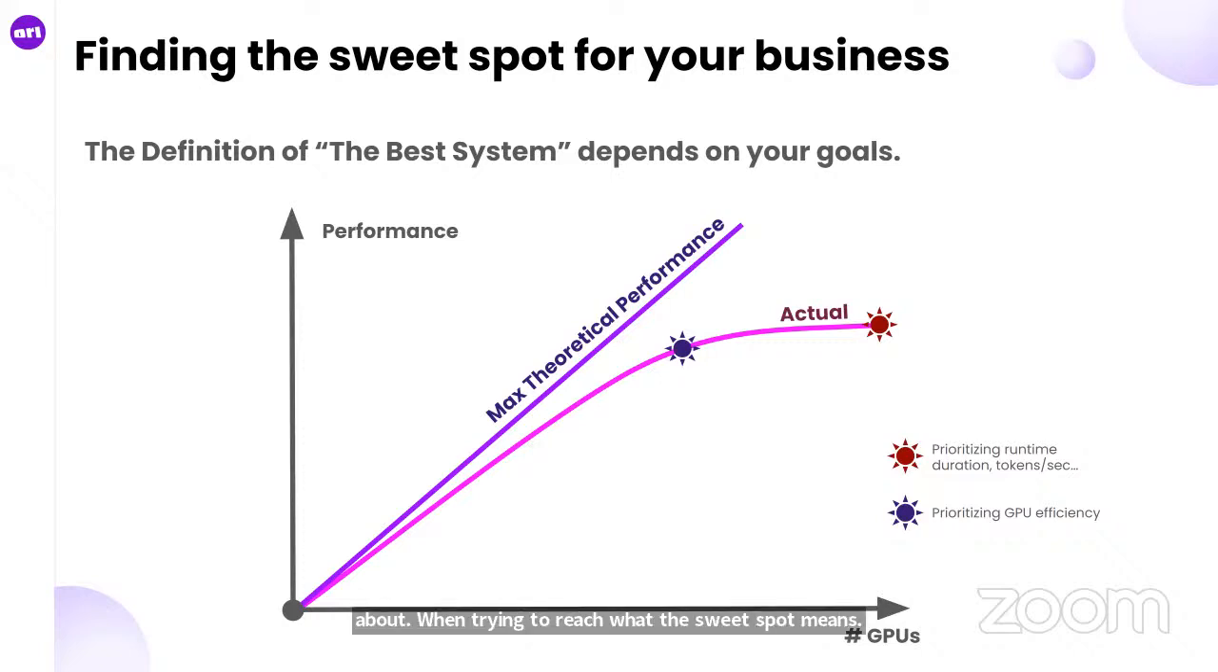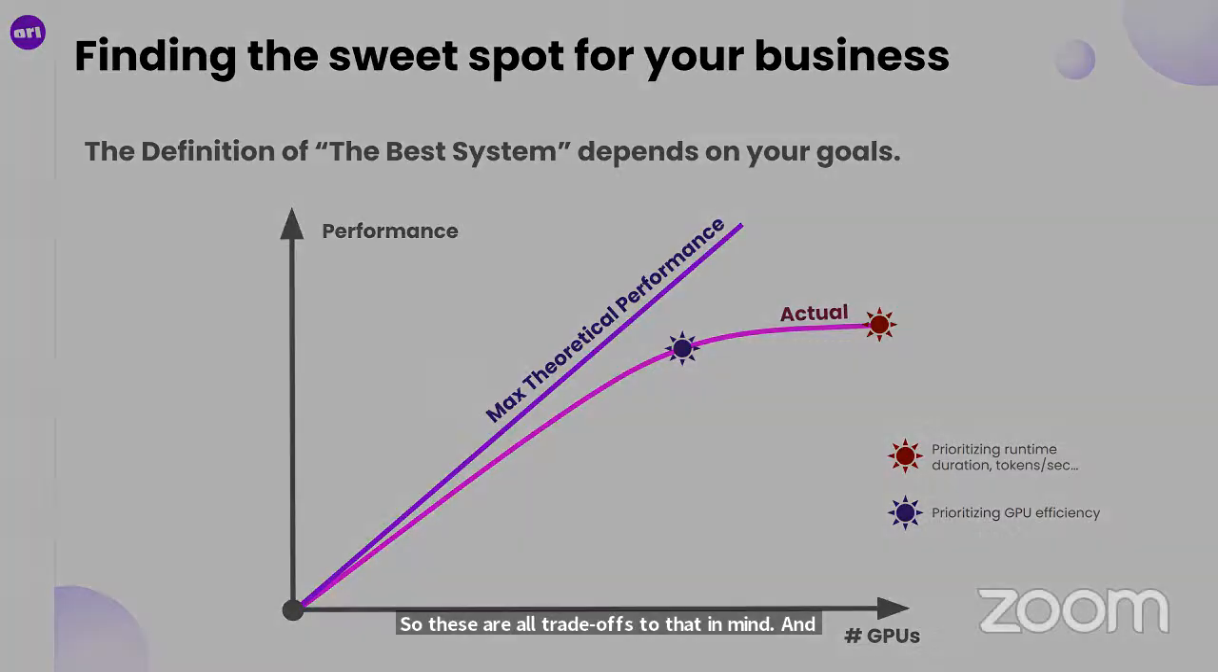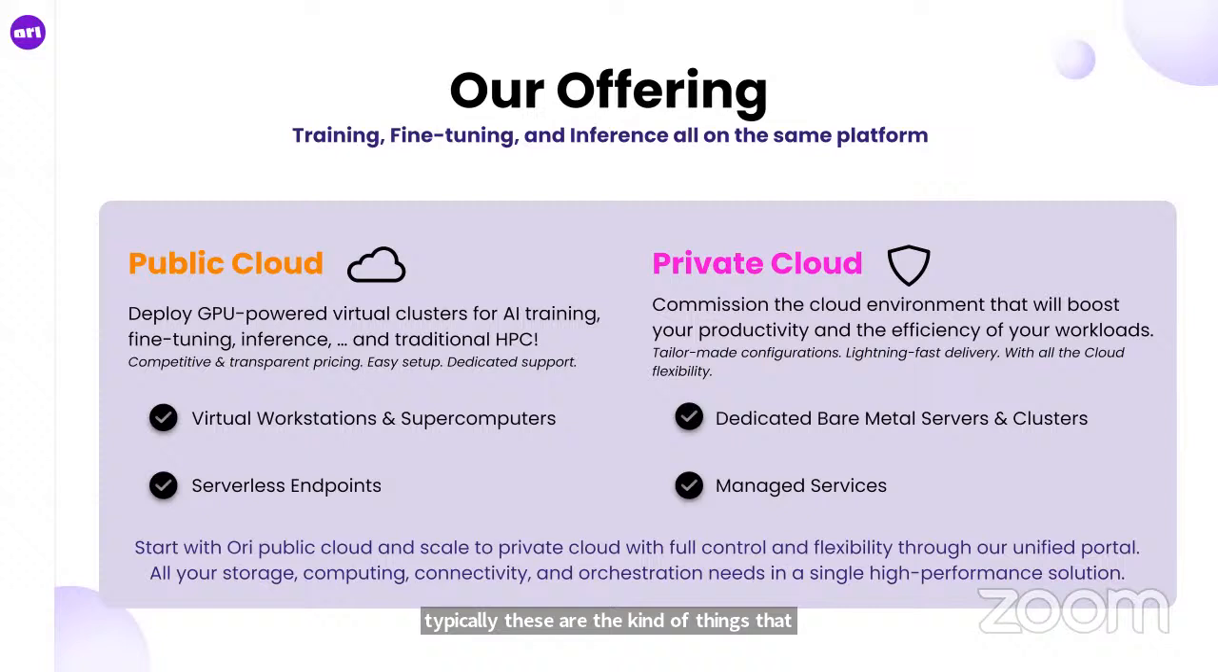And this is true if you're running in a public cloud and deciding how many GPUs you're going to use for your workload, or if you're developing or installing a private cloud environment for your company. So these are all trade-offs to bear in mind. And typically, these are the kind of things that we can help with.